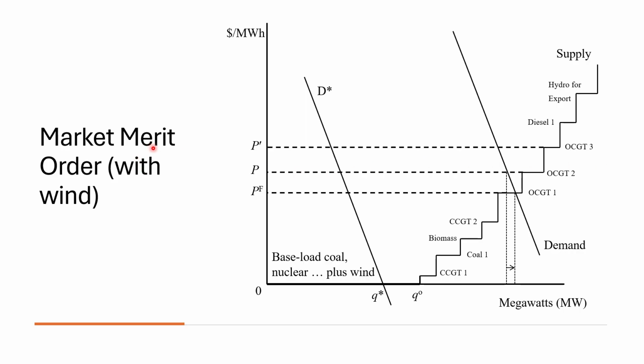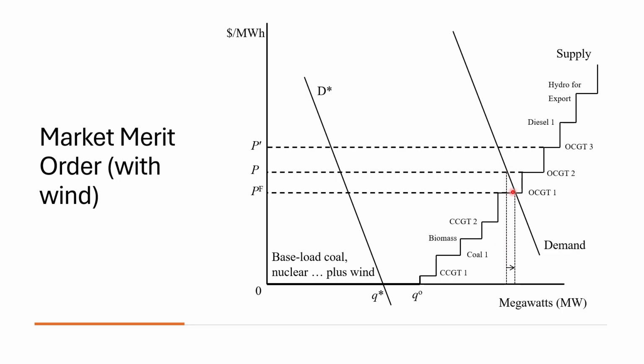Now, here we have a market merit order or a supply stack with wind included. All right, notice that there's been a shift in that supply stack so that it shifted from Q star to Q0. If we have a situation where the demand is D star, in other words, the base load demand, then we would have to either reduce the production of base load generators, or we'd have to prevent wind from coming into the system. All right, again, the price is solved in the same way.